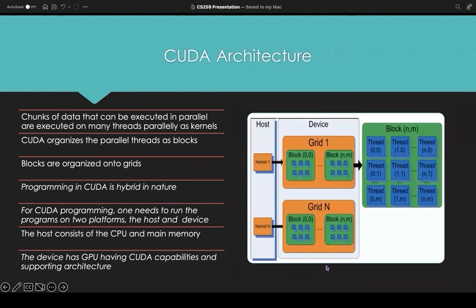Here is an overview of the CUDA architecture that I just explained. As you can see, the host has two kernels, while the device has the grids and the blocks. The blocks have multiple threads which are executed in parallel.